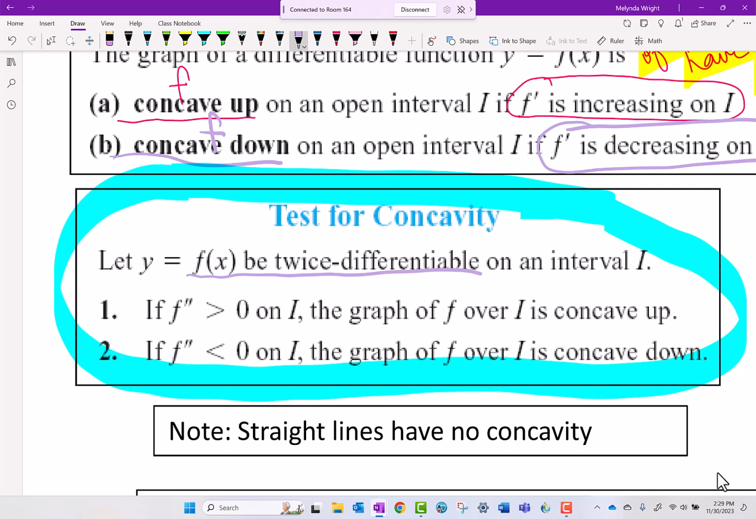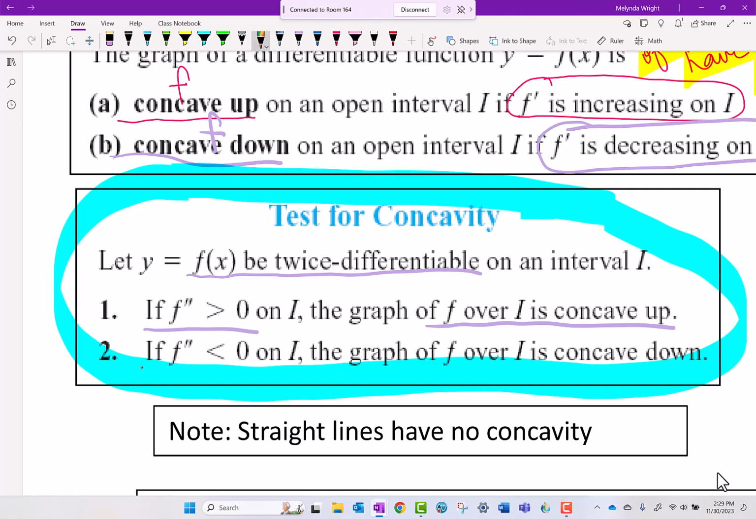Now, if the second derivative is positive, then f is concave up. That's cleaner and easier. It's kind of like increase, decrease. Remember when we did that? If f prime is positive, f is increasing. Now, if f double prime is positive, f is concave up. They kind of match each other. They go together, I think.